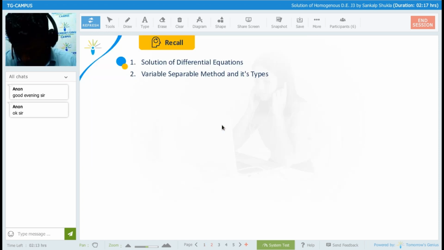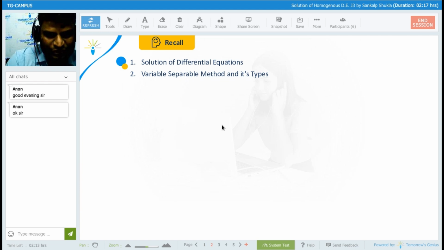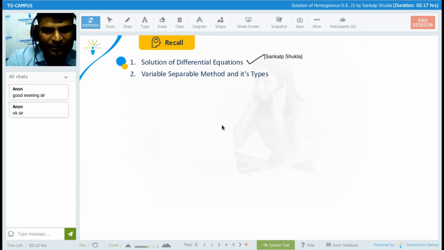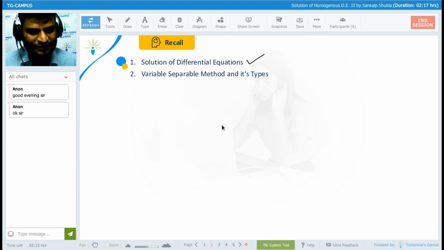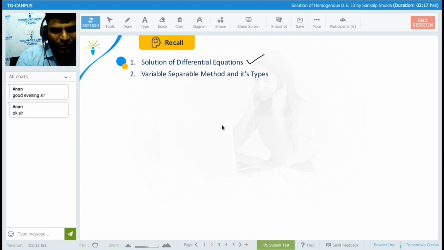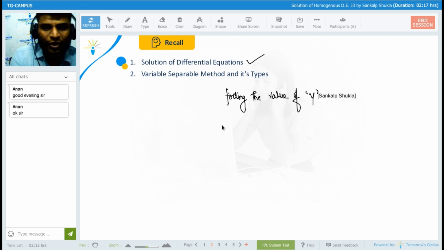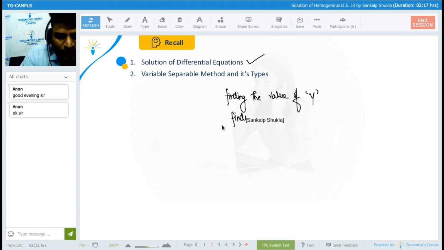Again, if we talk about the previous lecture, we discussed solution of differential equations. This part remains the same for the entire chapter. What do you mean by solution? Solution means finding the value of y, or we can say finding the function.